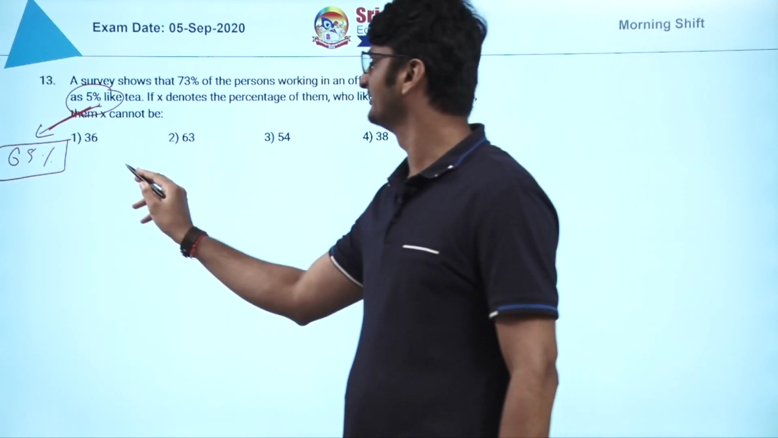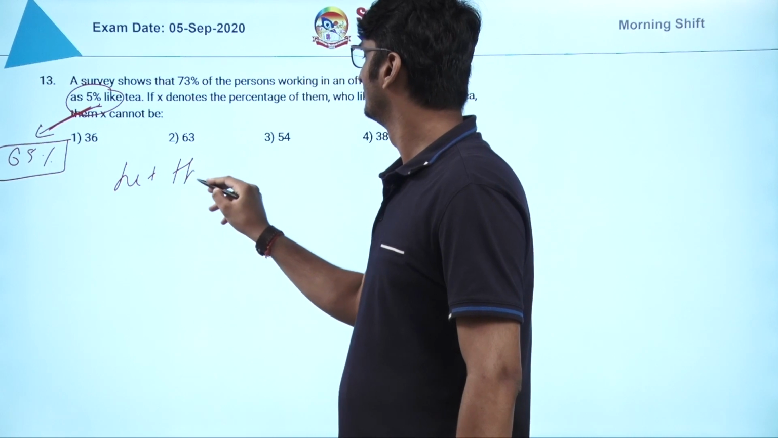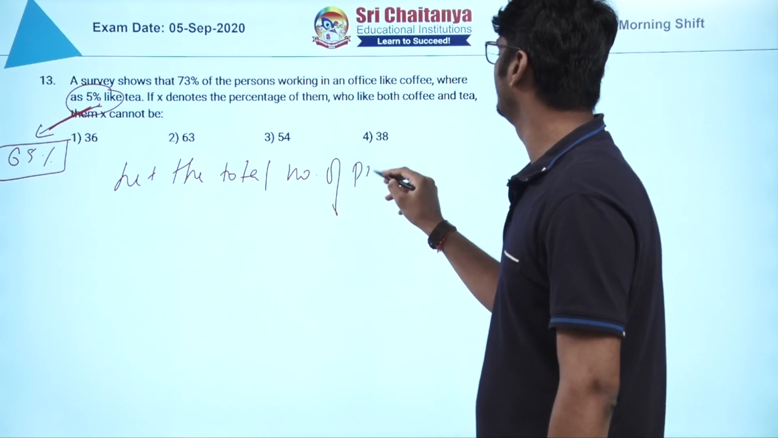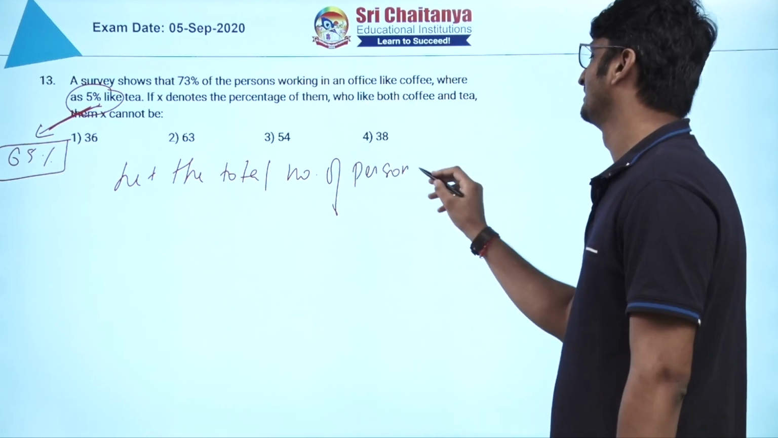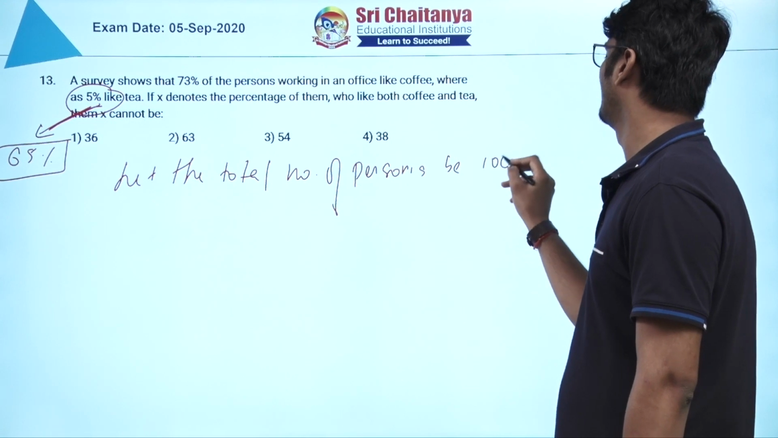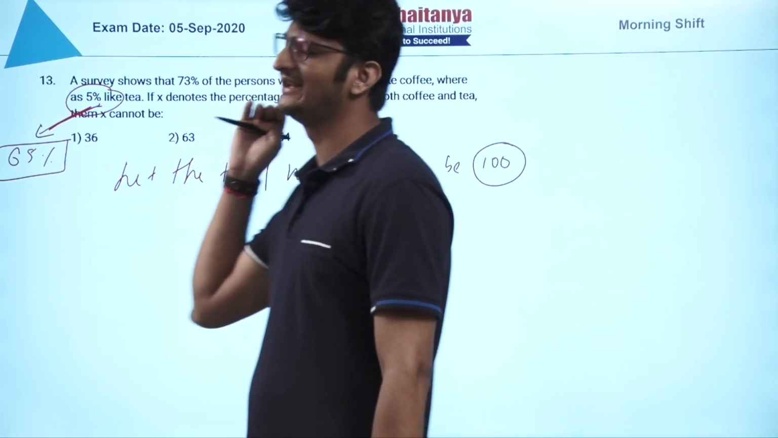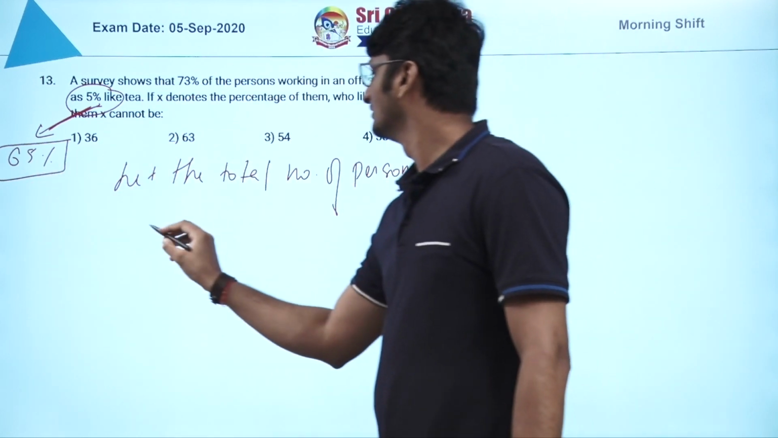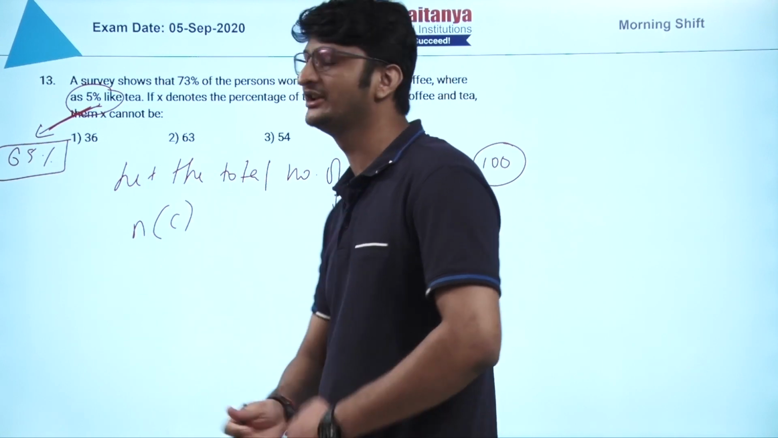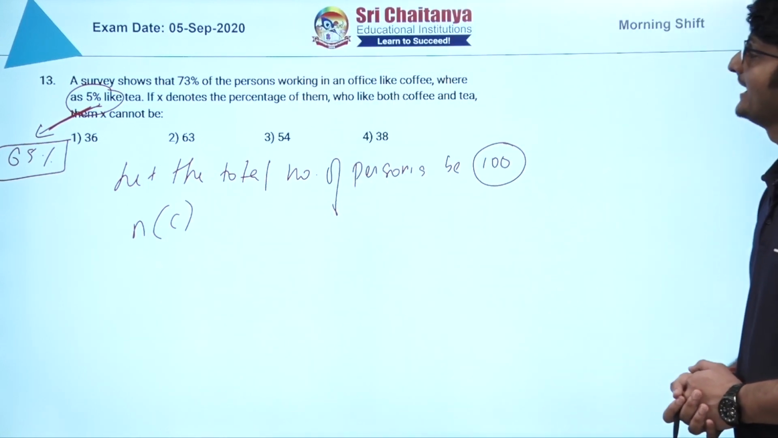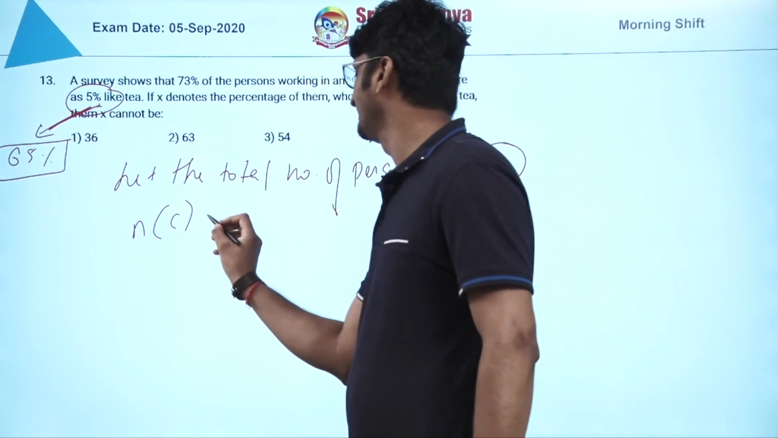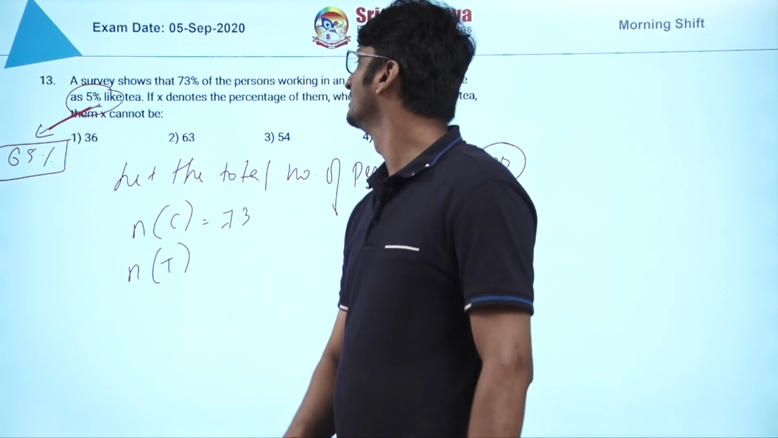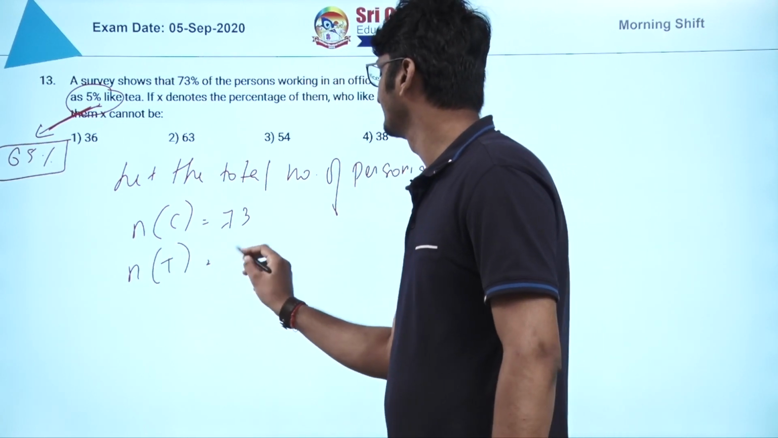Let the total number of persons in that particular office be 100. Why are we taking 100? Since everything is given in terms of percentage, everything will be very easy, very simple. So n of C, C is the set of the persons who like coffee, will be equal to 73. n of T, the number of persons who like tea, is 65.